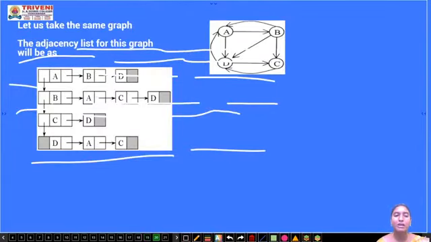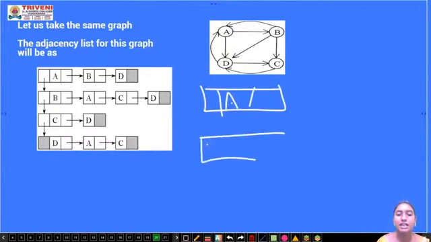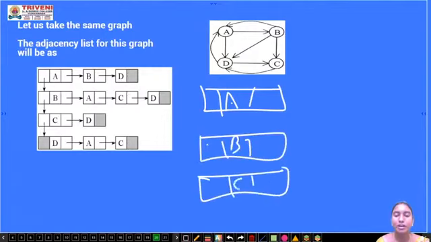Let us take some graph, that is nothing but A, B, C, D. So here, how can we represent the graph? We can draw this like a linked list, with a left part and a right part for the nodes. So first, these are the basic nodes: the first one is A, the second one is B, and the third one is C, and all the nodes placed here will be connected like this.